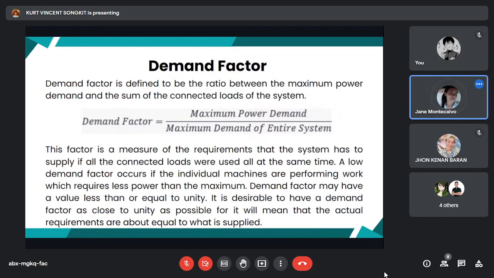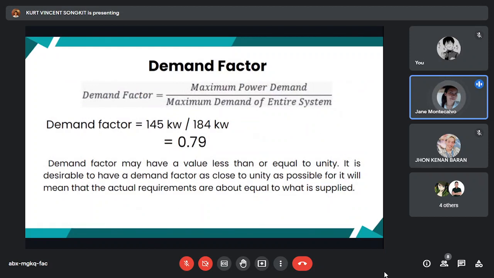The cost could be reduced by using a smaller rating motor, which will mean lower first cost and less operating cost. Another example is next.